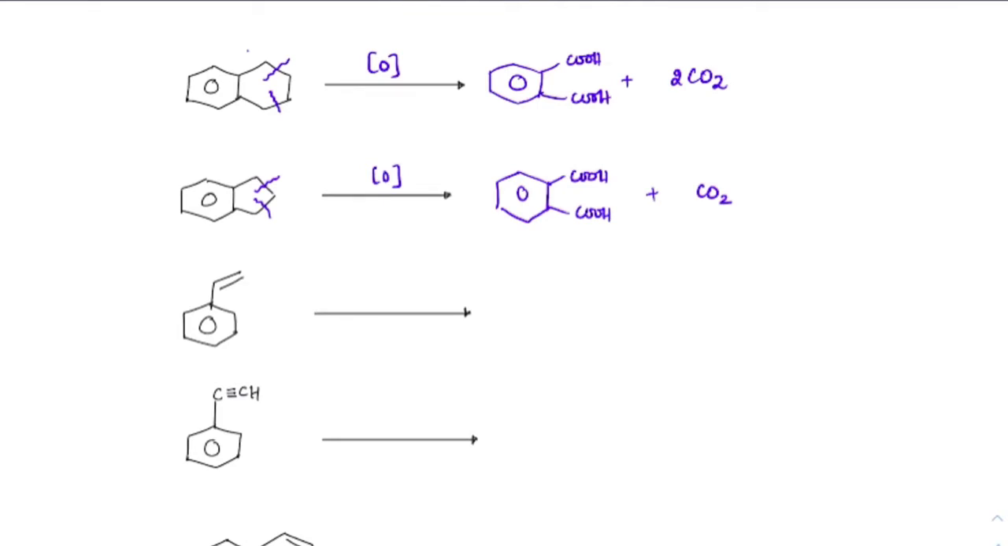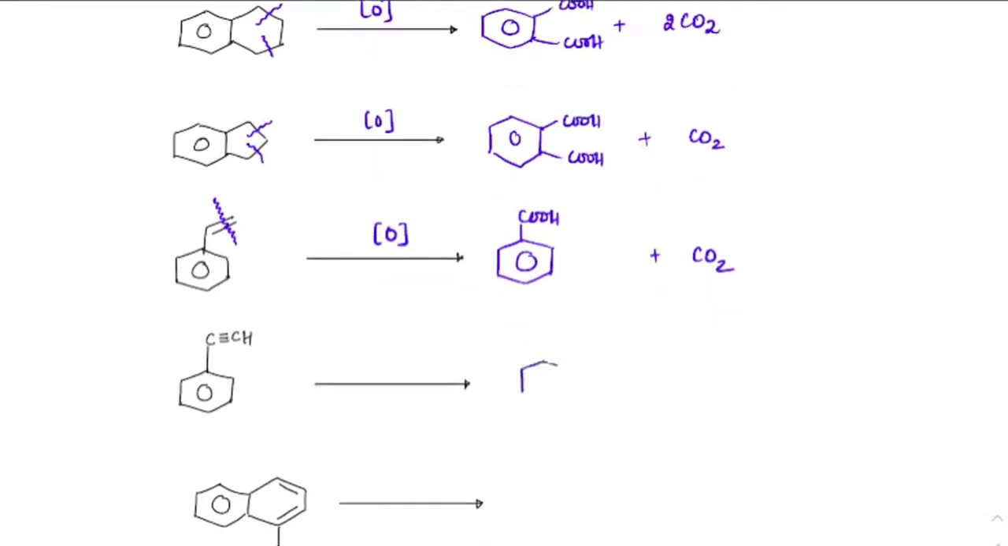Now sometimes there may not be alpha hydrogen, but it might be with a double bond or a triple bond. Both double bonds and triple bonds will break in case of hot KMnO4 or KMnO4 in acidic conditions. So this will break to form COOH, and if it is a single carbon, it will become carbon dioxide. Even if it's a triple bond, it will break. You will get benzoic acid plus CO2.